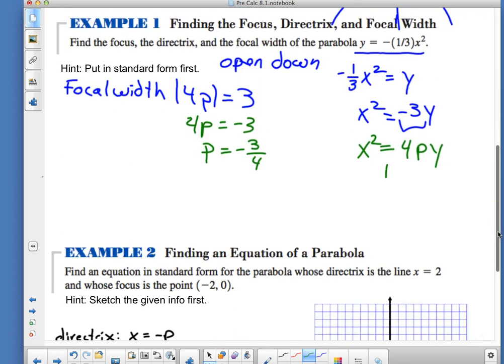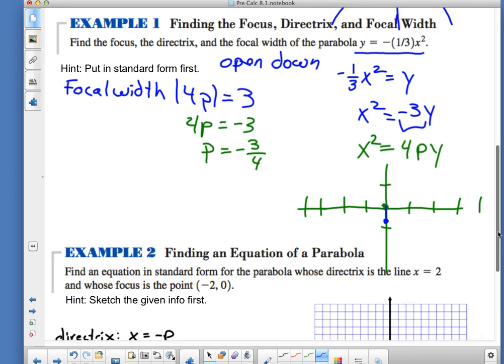So I'm going to graph it right here. I've got my graph on there. I'm looking at my vertex at 0, 0, because they told us this is where it's going to be. My focal length is negative 3/4. It's a directed focal length. It's right there. That's negative 3/4.